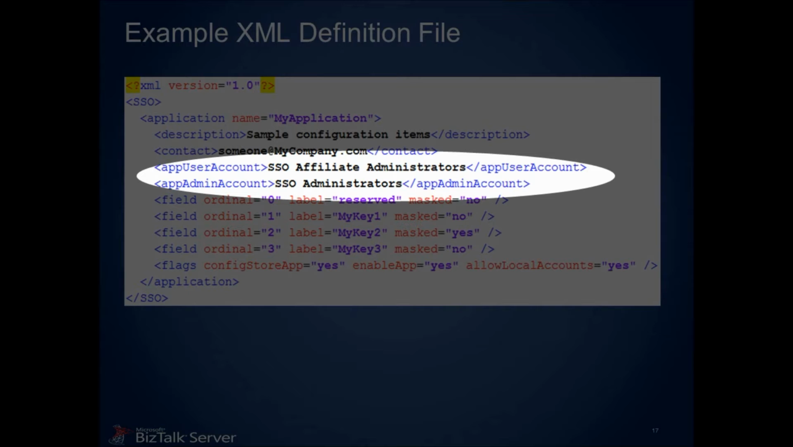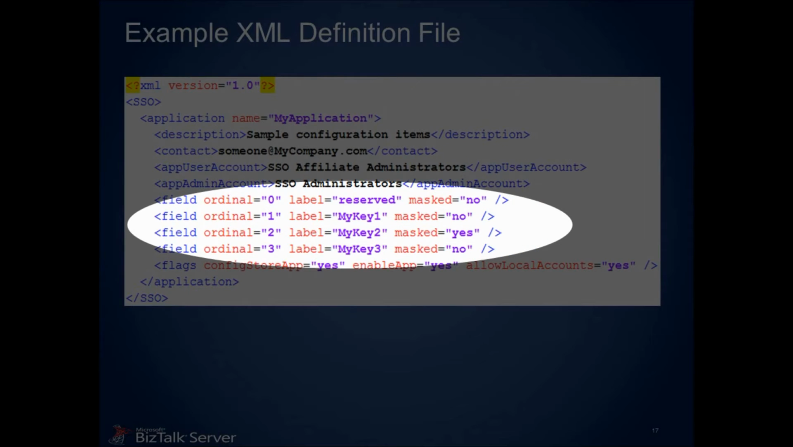If you want to control access to each application independently, then you would obviously create a specific group for each application. Next, you have a collection of fields which define the properties unique to this group. Because this is a configuration store, denoted by this flag attribute here, these properties define the keys in your key value pairs. There's a few things to note here.